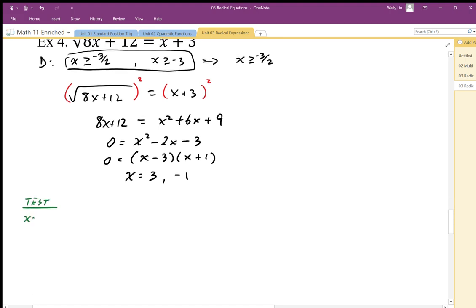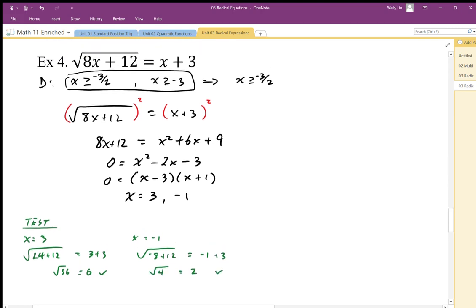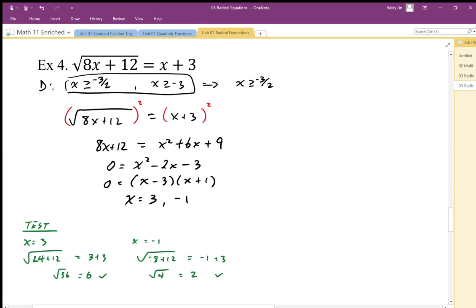So testing x equals 3, we end up with square root of 24 plus 12 is equal to 3 plus 3. So square root of 36 equals 6. Yeah, that's okay. So I'll test x equals negative 1. So I end up with negative 8 plus 12 is equal to negative 1 plus 3. So I get square root of 4 is equal to positive 2. Yeah, that's good as well. So based on the restrictions, everything's good. Based on our test, everything is good as well.